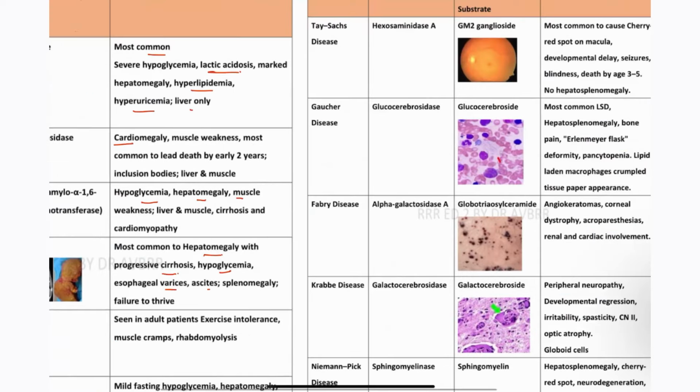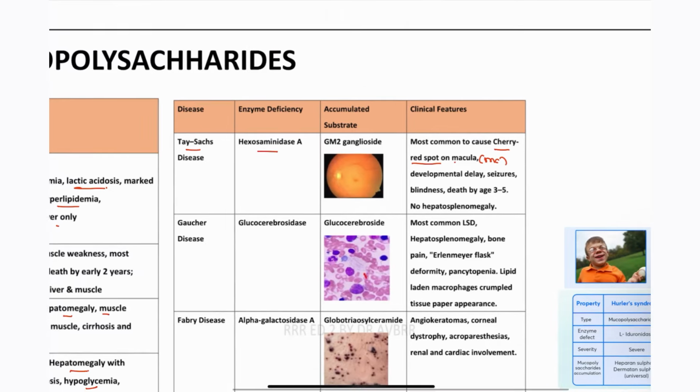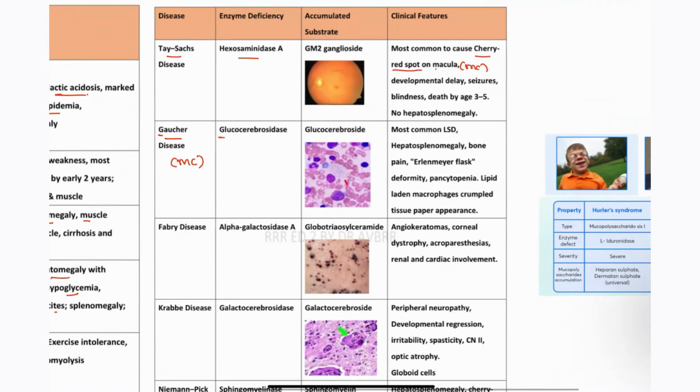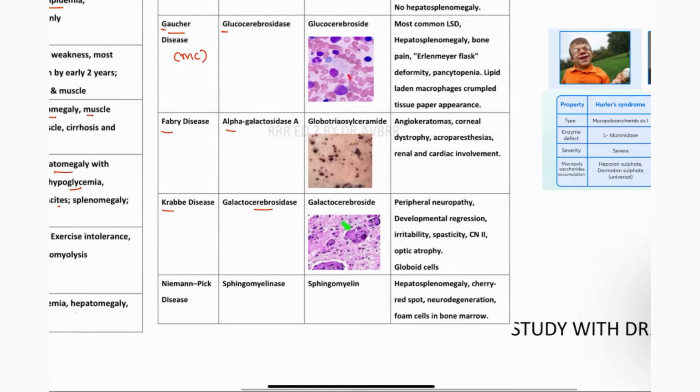Next, LSDs. Okay, lysosomal storage disorders. Here you can see Tay-Sachs disease, hexosaminidase A deficiency, and Tay-Sachs disease will be showing the cherry red spot on the macula. This is the most common association for the cherry red spot. Next, Gaucher disease, the most common overall of all types of the LSDs, and the enzyme, G for Gaucher, G for glucocerebrosidase.